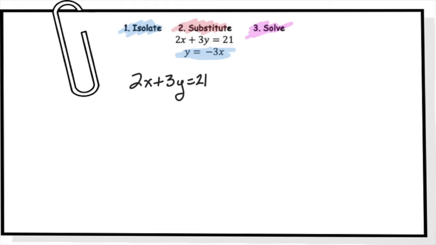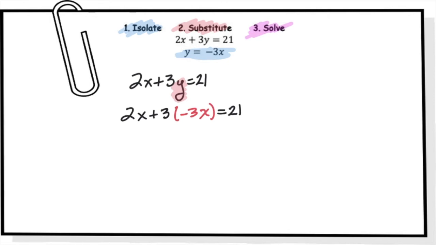And then, since I already know the y value, I'm going to substitute the y for its value, which is -3x. And I know that this might look like things are going to be more complicated, but you'll see. 2x plus 3, and remember, parentheses, and then my y value, -3x, equals 21. Okay, now we are ready to start solving.